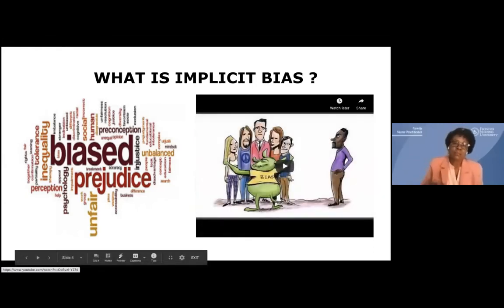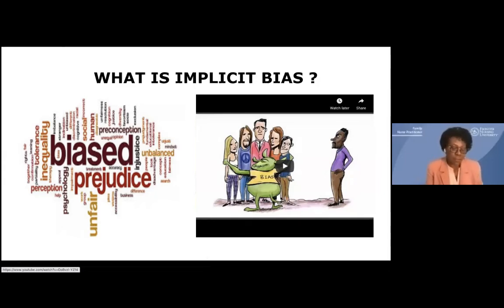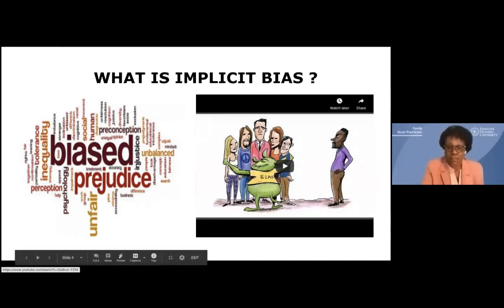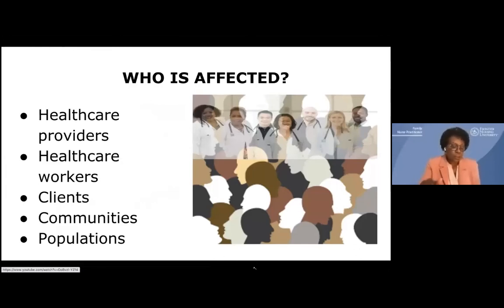So you can see some really good examples of implicit bias, both negative associations and positive associations that can lead to prejudice and inequality, and that are definitely detrimental to clients in the healthcare environment. So who is affected? We're all affected by implicit bias, and we all have them. Healthcare providers, healthcare workers, our clients, communities, and populations. Dr. Chappell, is there something that you'd like to share about who was affected by implicit bias?